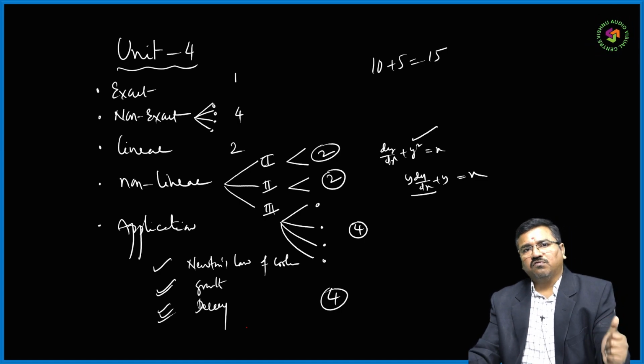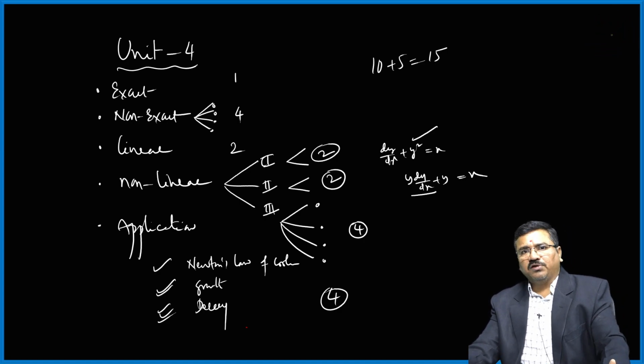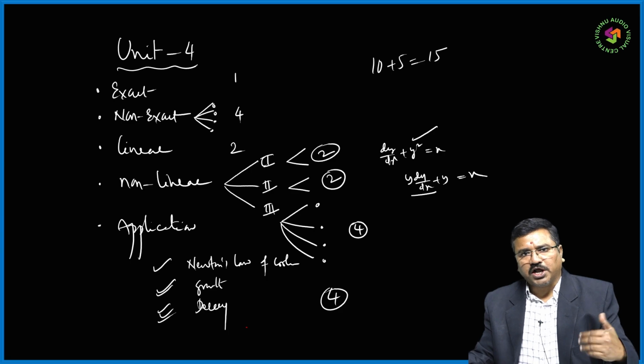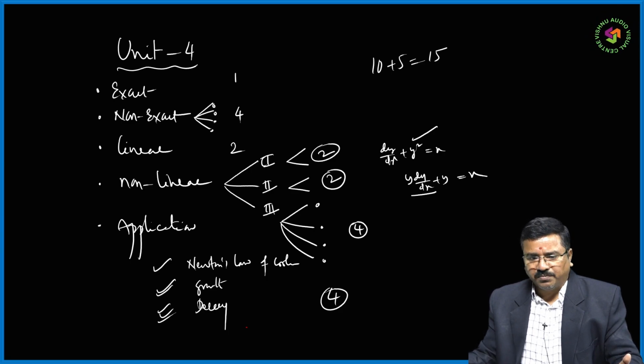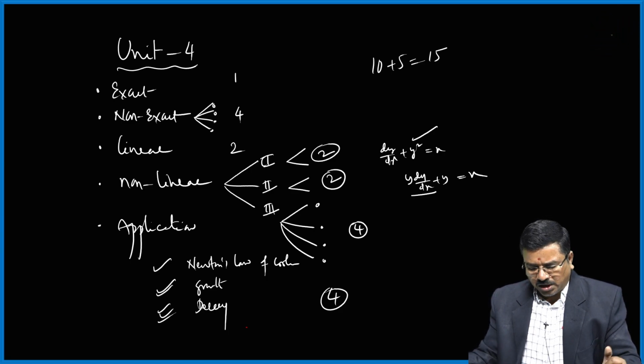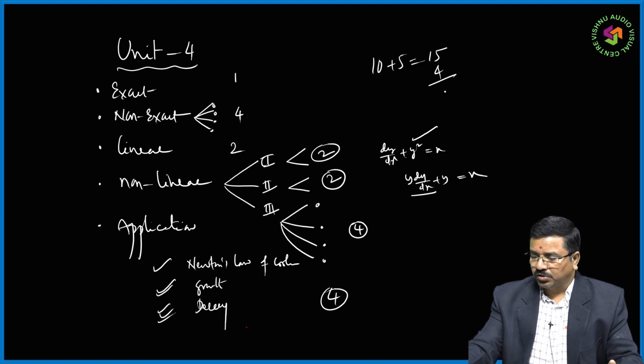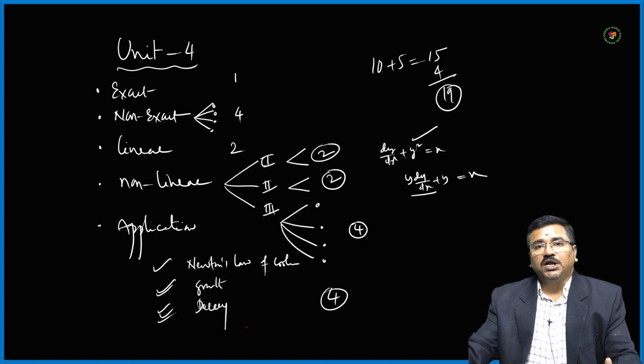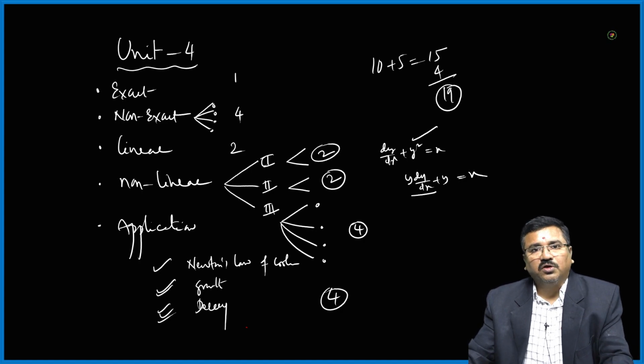So here we have four different types of problems. For cooling, we have two different types. If temperature is given, we can calculate time. If the time is given, we can calculate temperature. For growth, one model, and for decay also one model. In total we have four. Then 15 plus 4, so in total we have 19 different model problems in unit 4.